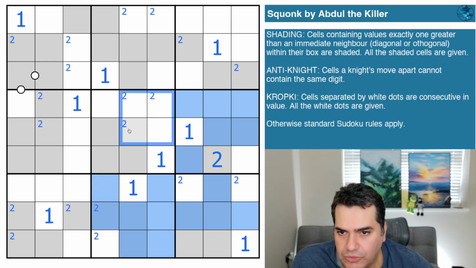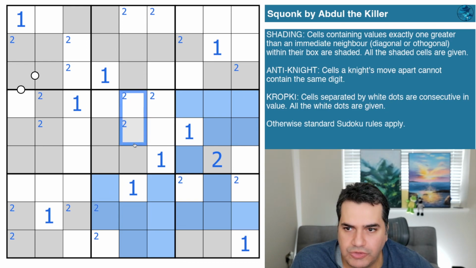Right, 2 is in all of these. You see, once it's sort of beyond 2 digits, very tough. Very tough. Also fine.